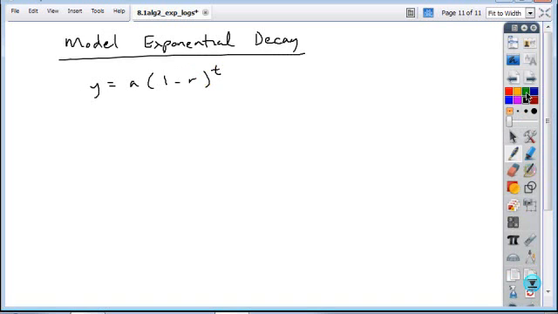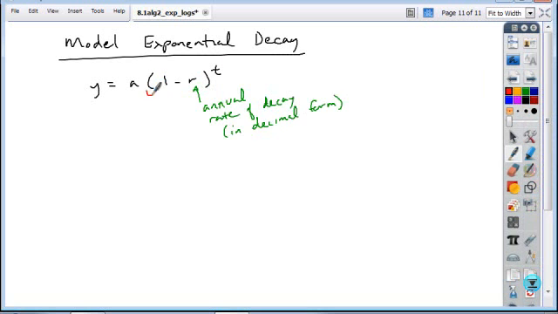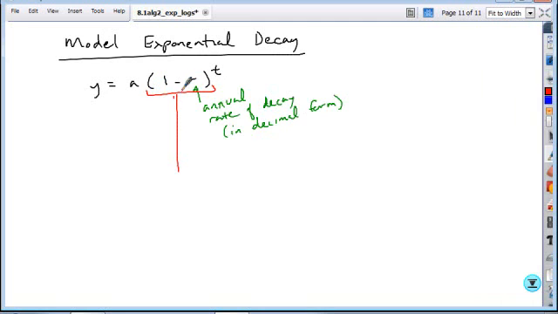Okay, it's the annual rate of decay, and it's going to be in decimal form. Okay, this whole thing, the 1 minus r, is going to be your decay factor. Remember, if this is 1 plus r, it's called a what? Growth factor. So again, it's real similar to that. And then A is the original amount. And it's just a matter of plugging in the pieces where they go.